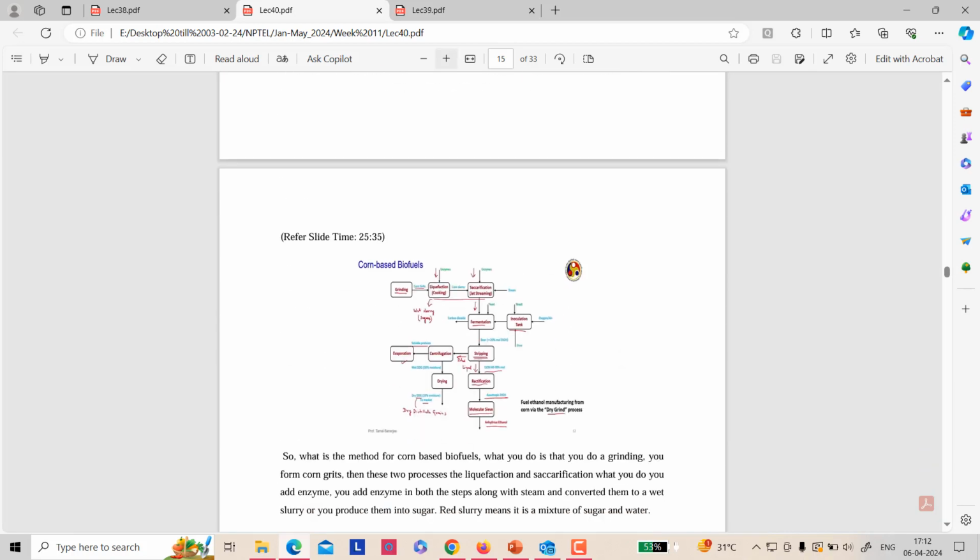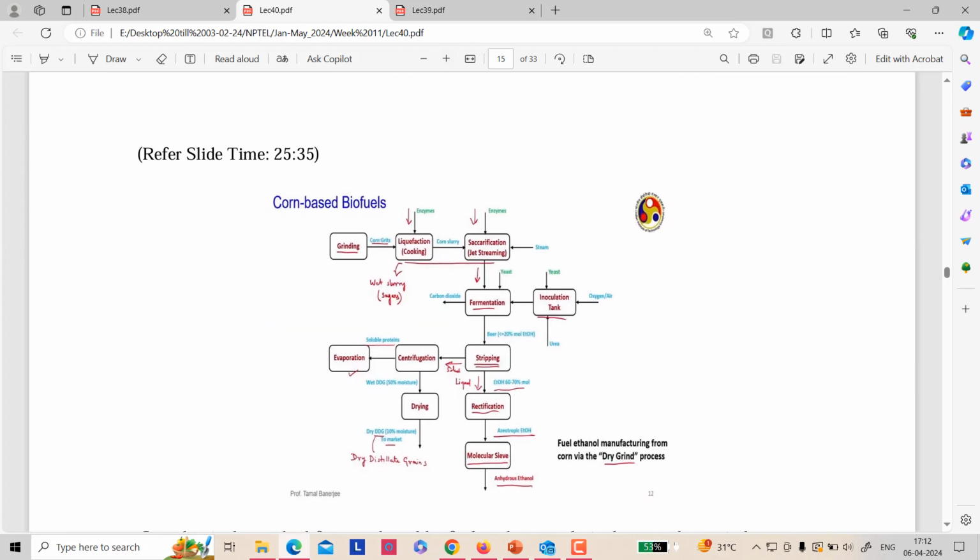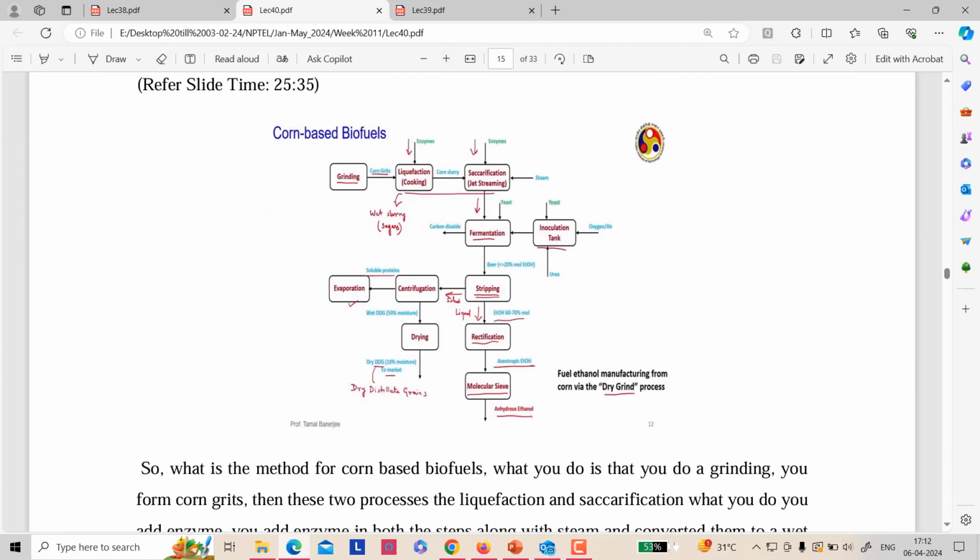So in the corn-based biofuels, you can see first the corn kernels are ground to produce corn grits. Then liquefaction happens where enzymes are added that will produce corn slurry. Corn slurry will go to the saccharification section. Here again enzymes are used, and steam is sent. Then it is sent to the fermentation section.